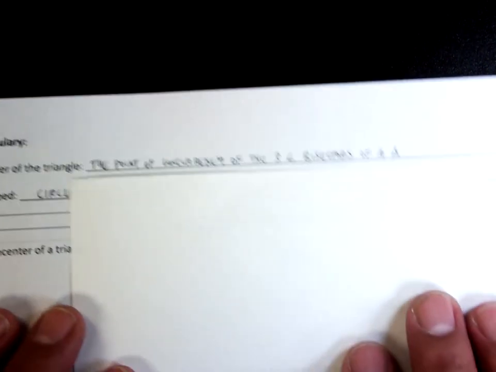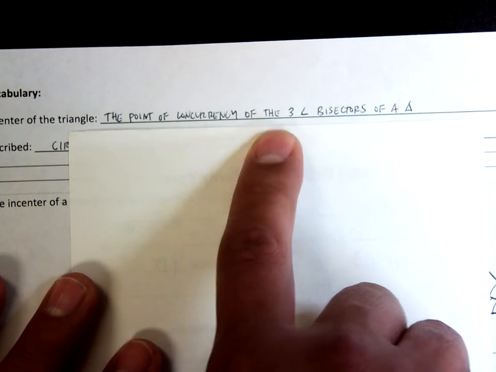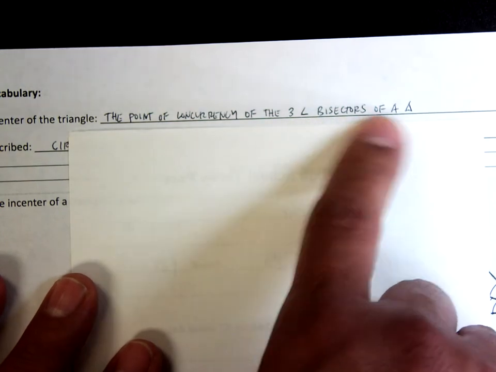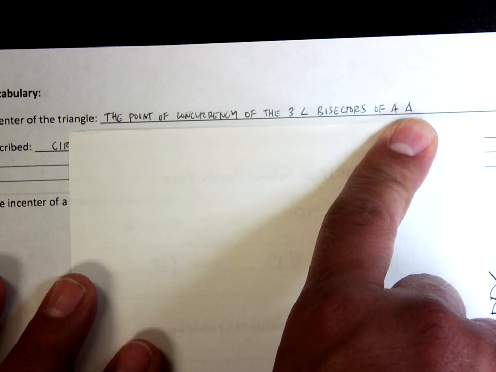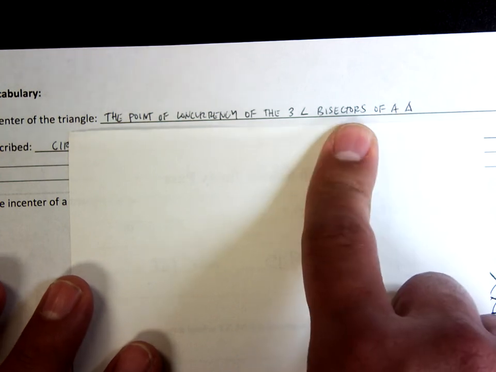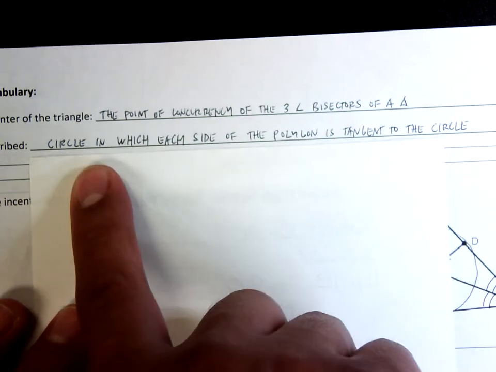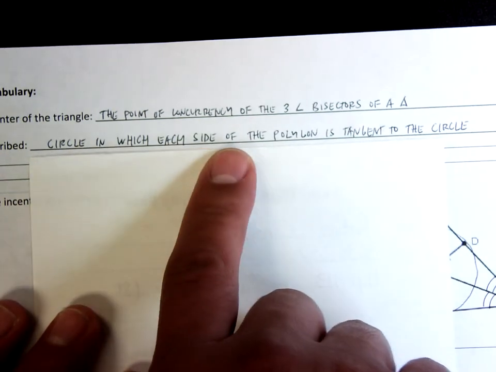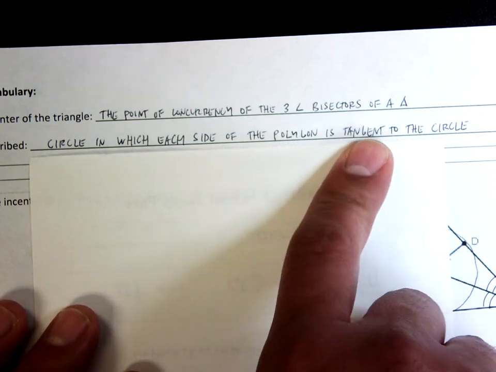Incenter of a triangle. This is the point of concurrency of the three angle bisectors of a triangle. So if I draw in the three angle bisectors of the triangle, where they all touch is called the incenter. And an inscribed circle is a circle in which each side of the polygon, in this case a triangle, is tangent to the circle. Tangent means it just hits it in one spot.